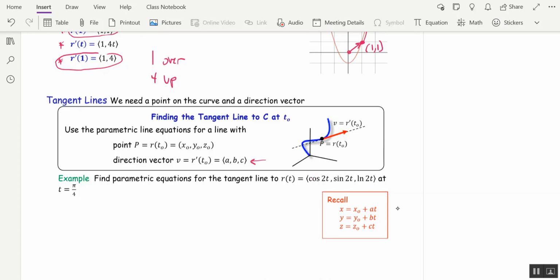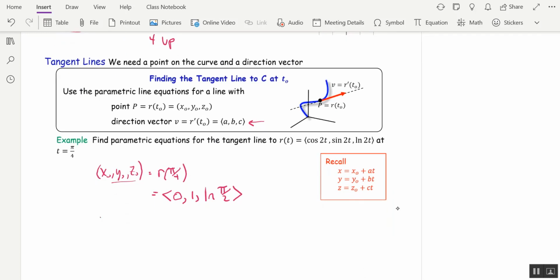Let me erase this. First, I want x naught, y naught, z naught, and that's going to be r of pi over 4. Well, that's cosine of pi over 2, which is 0, sine of pi over 2, which is 1, and then ln of pi over 2. Now, that's a vector, but I'm thinking of it as a point, x naught, y naught, z naught. All right, and now I need my direction vector.